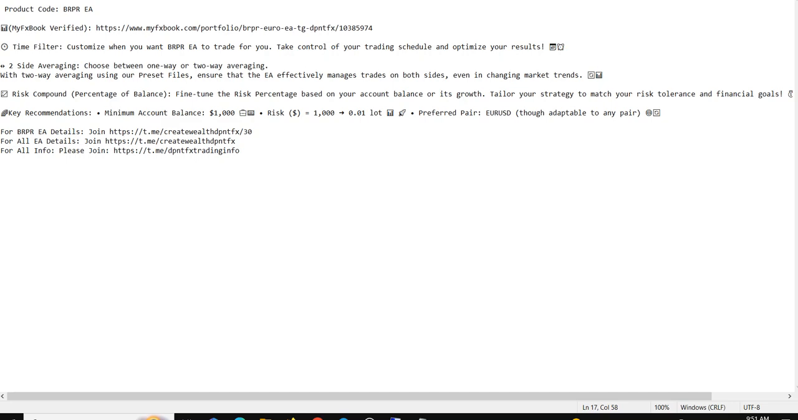Risk compound average is also there, where you can manage the percentage of balance according to your customization. If you want to customize the risk percentage based on your account balance or growth, that is also an option. The key recommendation is that the minimum account balance we recommend is 1000 or more. However, we traded with just $500, and we sometimes trade with a lower account balance just to check the feasibility. We have already tested this expert advisor for a couple of months earlier, but still we recommend $1000 to keep it at a little bit lower risk.